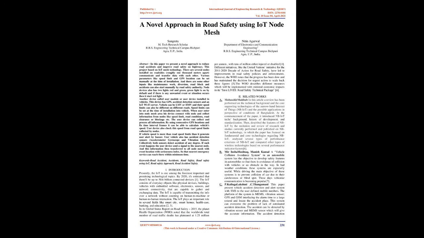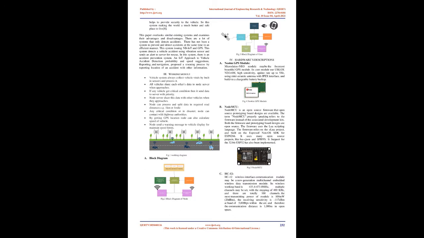Introduction. Presently, the IoT is one of the foremost important and promising technological topics. By 2020, it's estimated that there will be up to 50.6 billion connected devices. The IoT consists of everyday objects like physical devices, buildings, vehicles with embedded software, electronics, sensors, and network connectivity, that are capable of gathering and exchanging data. The IoT is capable of transmitting the data over a network without relying on human-to-machine or human-to-human interaction. The IoT plays an important role in several fields like smart city, smart homes, healthcare, banking, and education too.